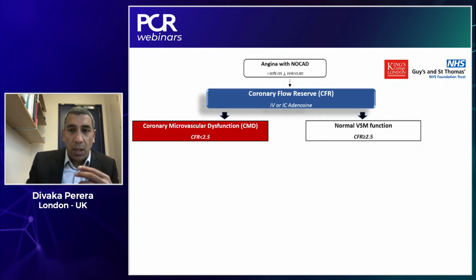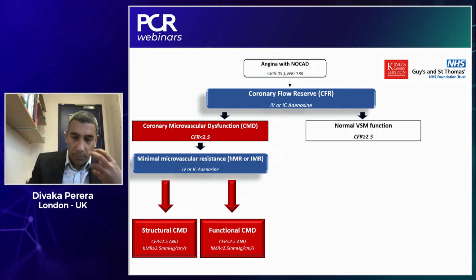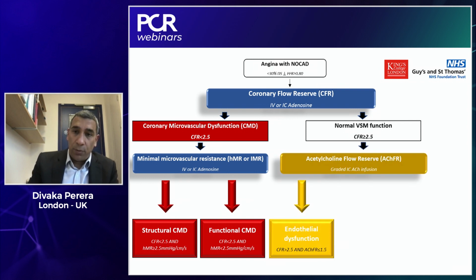And this is the algorithm that we tend to use in our institution. So a patient who comes to the cath lab who's found to have no obstructive coronary artery disease will have a coronary flow reserve measurement, adenosine-based assessment. And if they have impaired flow reserve, then we make the initial diagnosis of CMD, and then use the microvascular resistance test to stratify them into structural and functional. If they have normal flow reserve, we go on to test endothelial function by looking at acetylcholine flow reserve.